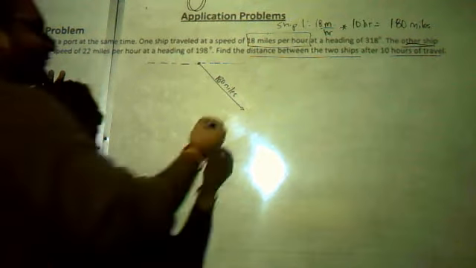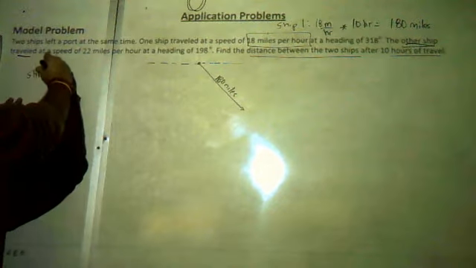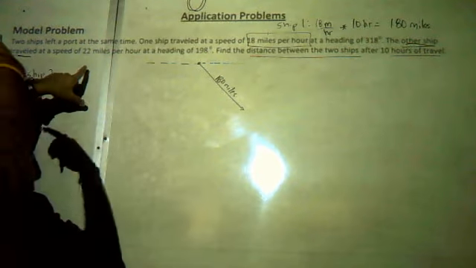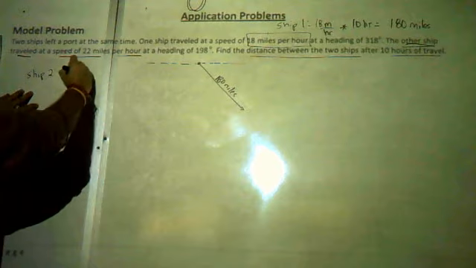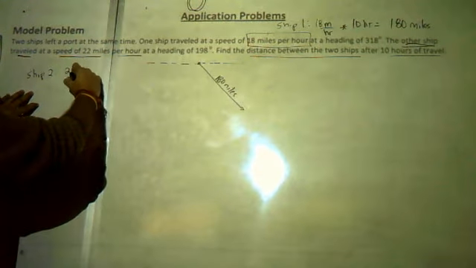So, ship number 2, we know, travels at a speed of 22 miles per hour.